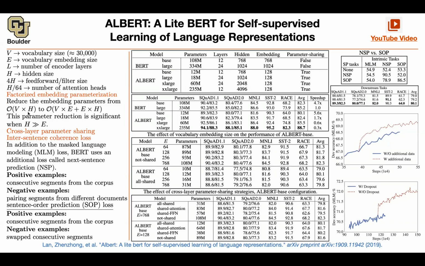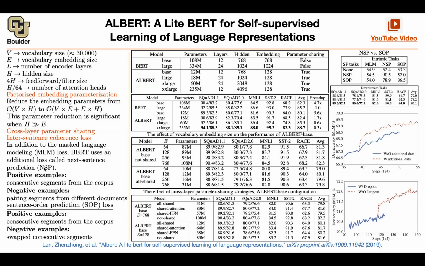What are the changes that Albert does? It notices that if you go from your vocabulary size to the vocabulary embedding size using a single matrix, you're going to end up with a lot of parameters. And that's what BERT was doing. You can reduce that by going to a lower dimension and then coming from the lower dimension to the higher dimension. And this way you're going to save parameters.